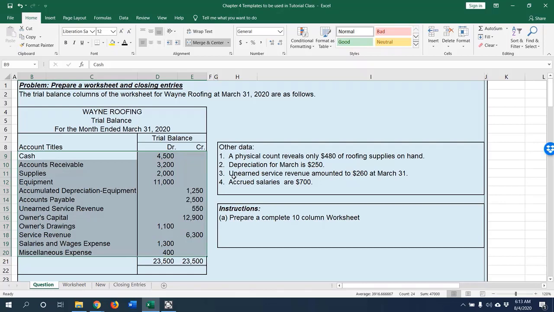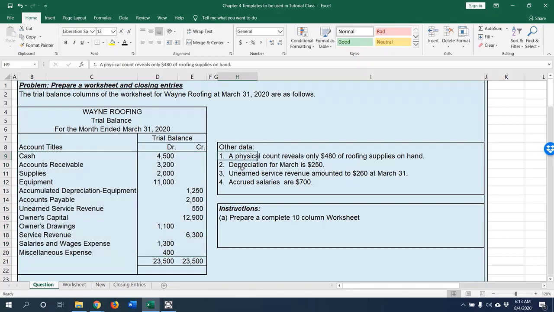First of all, the first one: a physical count reveals only $480 of roofing supplies on hand. That means they have some supplies, but at the end of the month the accountant found out that there is only $480 of supplies left, which means we have used some of the supplies. So for that we have to prepare an adjusting entry.